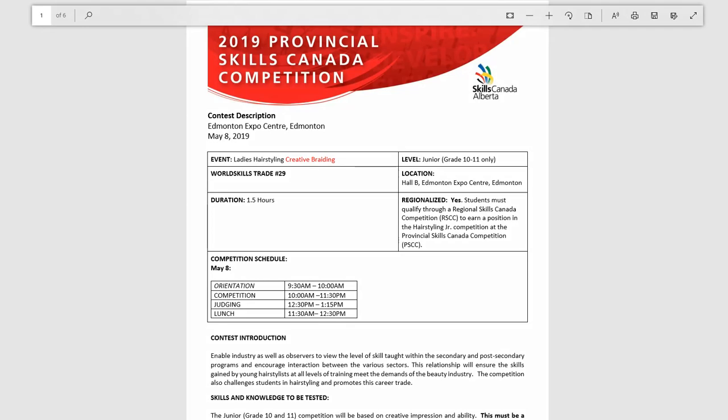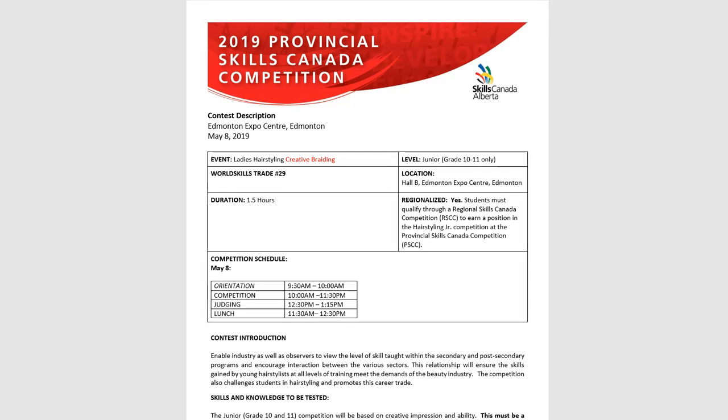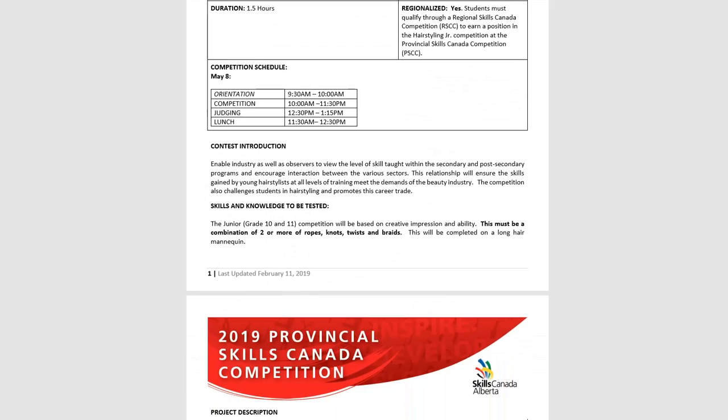This is the document that we refer to as the contest description or the scope. The first page of the scope contains lots of useful information as to dates and times, as well as the contest introduction and what skill is being tested. It's important to note the start times and the orientation times.